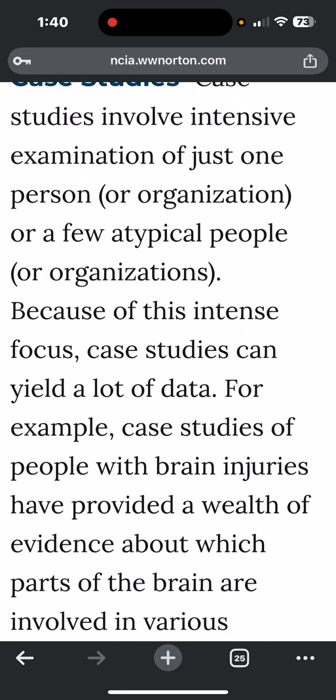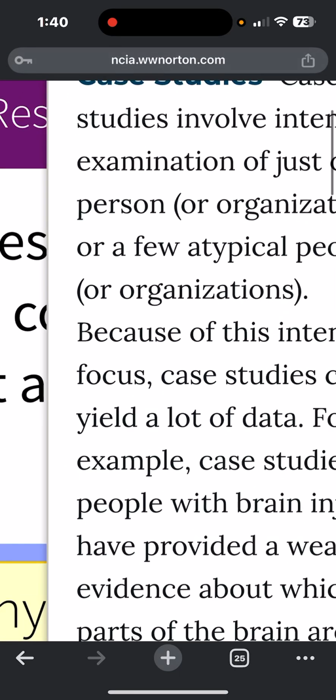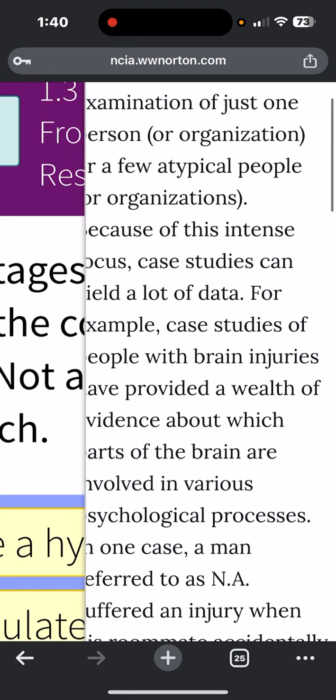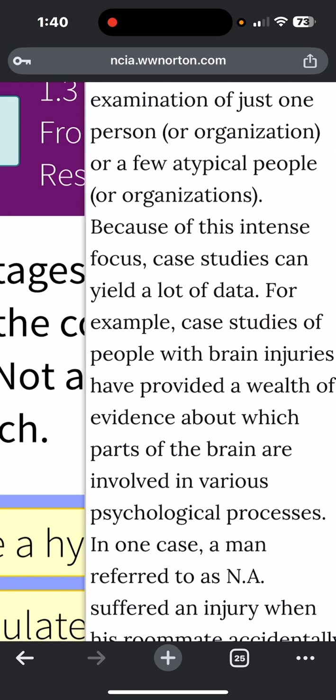Because of this intense focus, case studies can yield a lot of data.